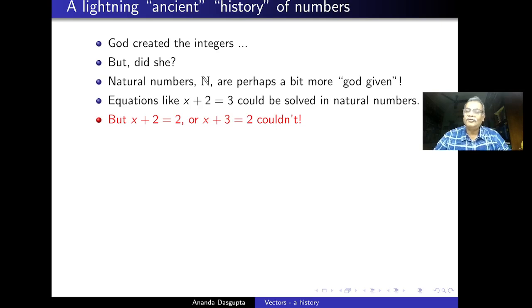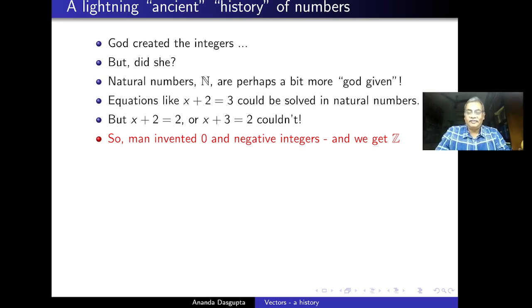And to solve equations like x plus 3 equals 2, we have to actually invent negative numbers. Now this is, of course, a huge oversimplification. The history of the invention of 0 is a fascinating topic in its own right and would require a full lecture, if not a series of full lectures, to be able to do justice to it. But let's pretend, as we said, that this is how things progressed.